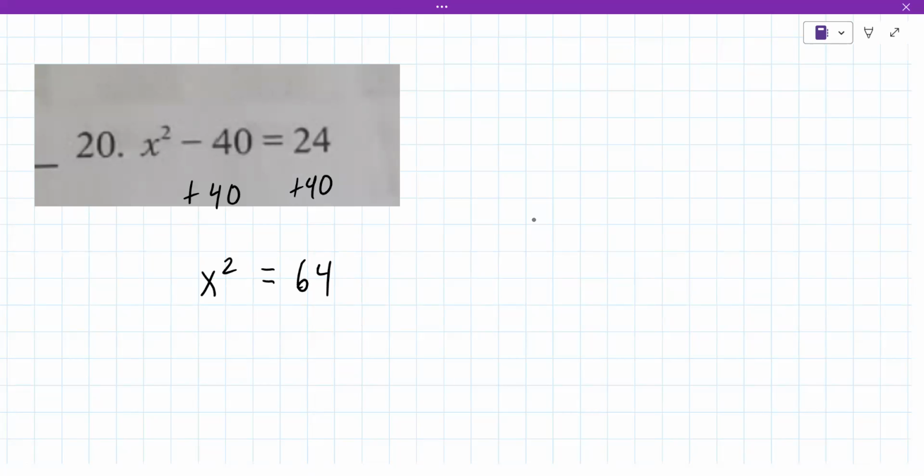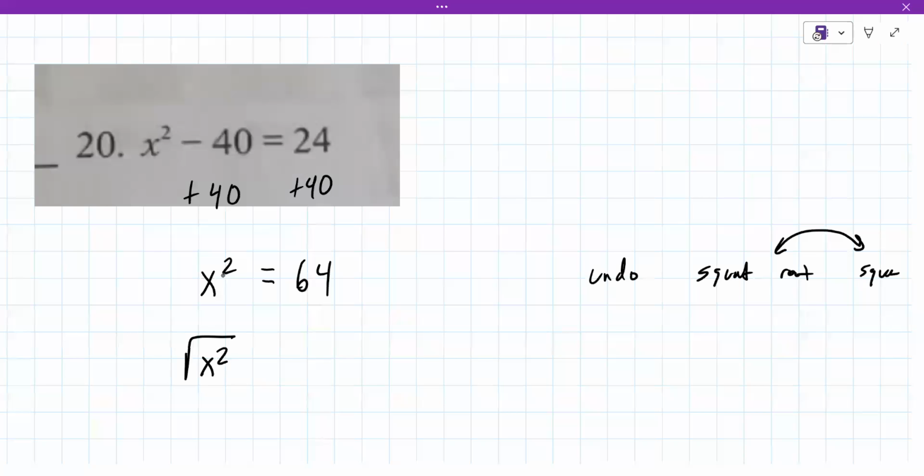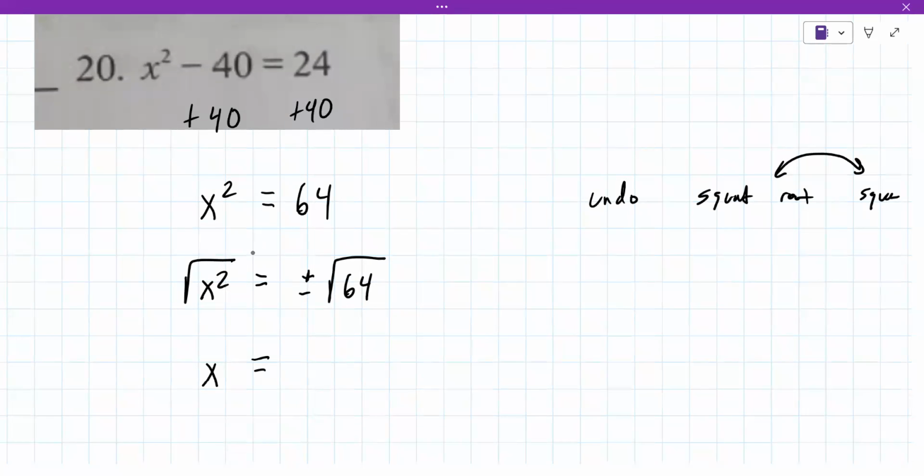Now, to undo a square, if you remember from earlier, we use a square root, and it goes under both directions. But when you take a square root, you have to add a plus or minus to the numerical side. Here, I'll just write this down. Use a square root.